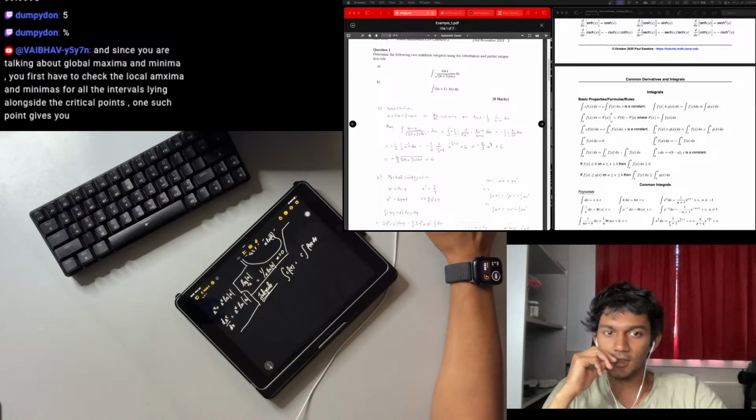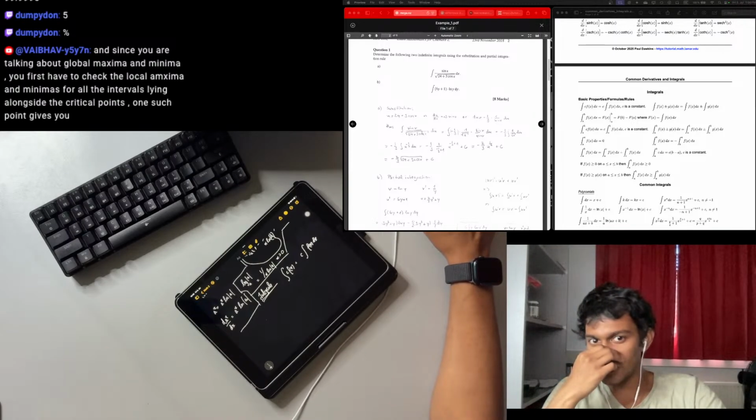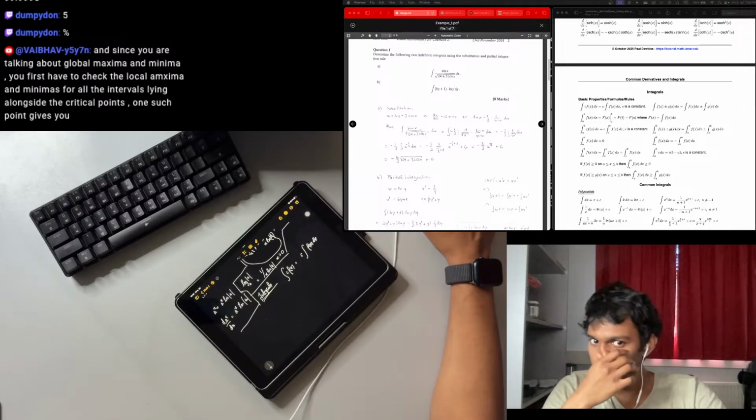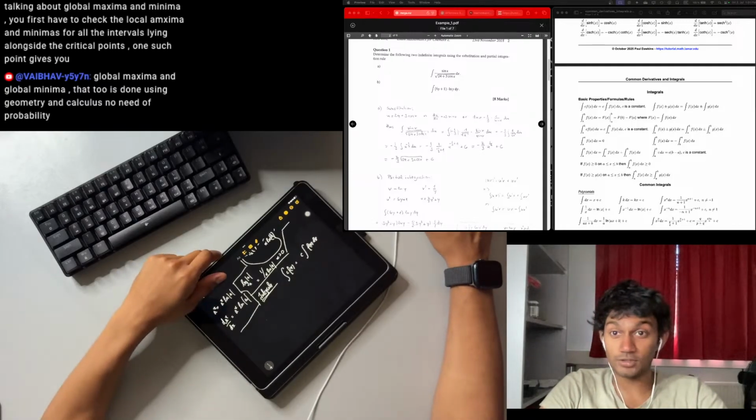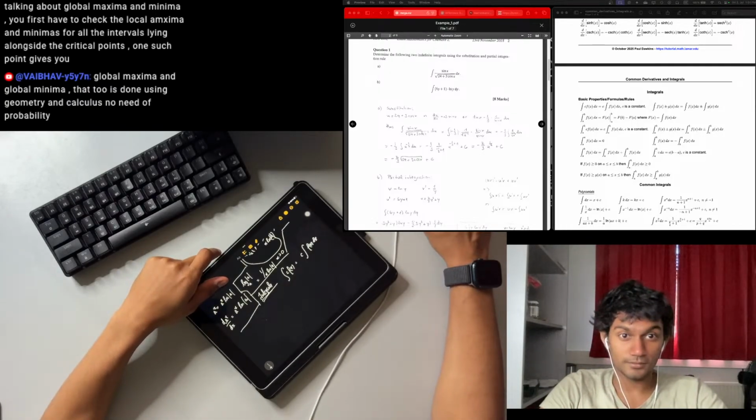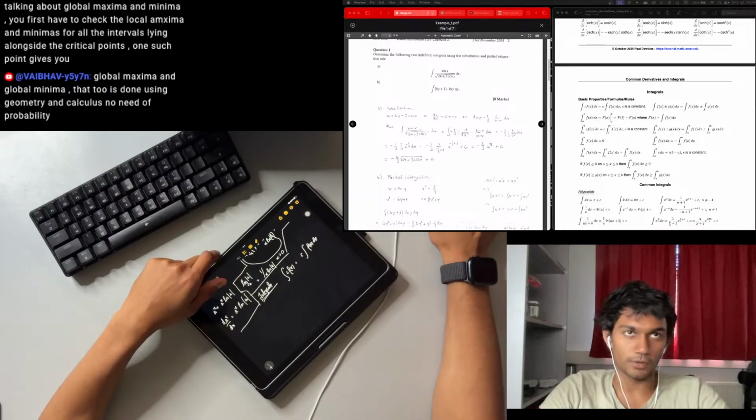It's really interesting to see that we do need both of them, right? To come up to an answer, you do need both. Global maxima and global minima, that too is done using geometry and calculus, no need of probability.